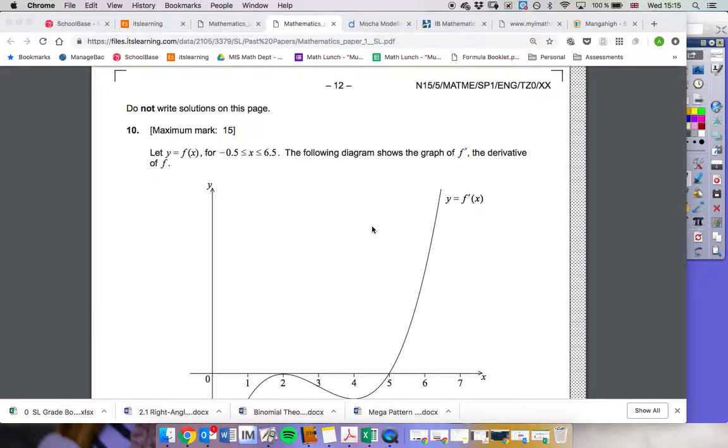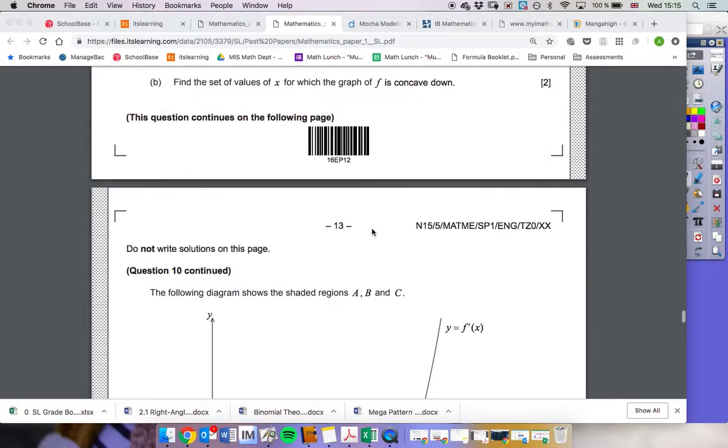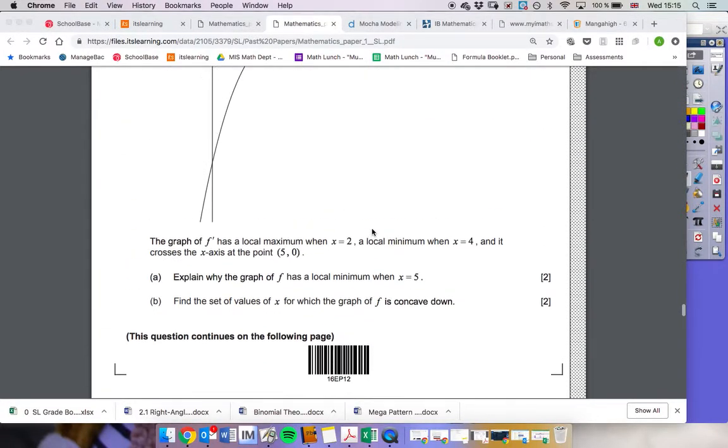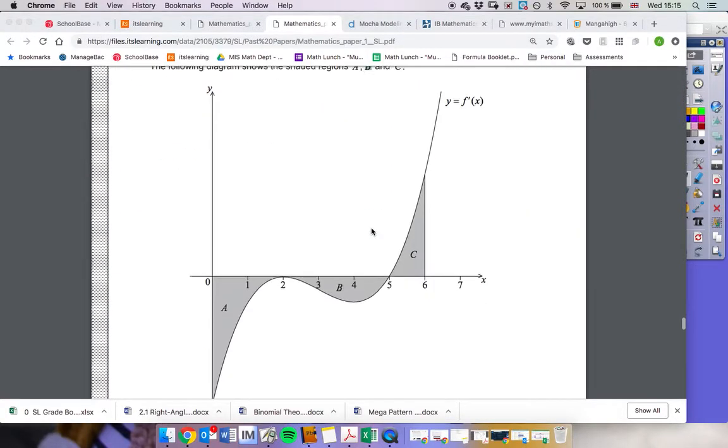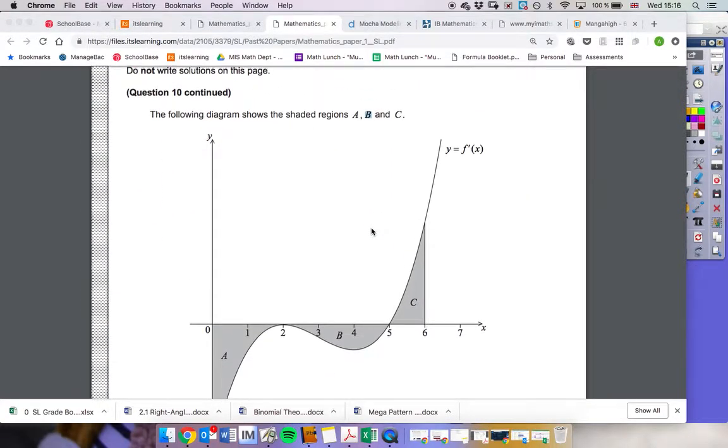Hello grade 12s, we're going to finish off looking at the question 10s from November 15, which we ran out of time somewhat today. We answered parts A and B of the paper 1. Let's take a look at parts C and D.